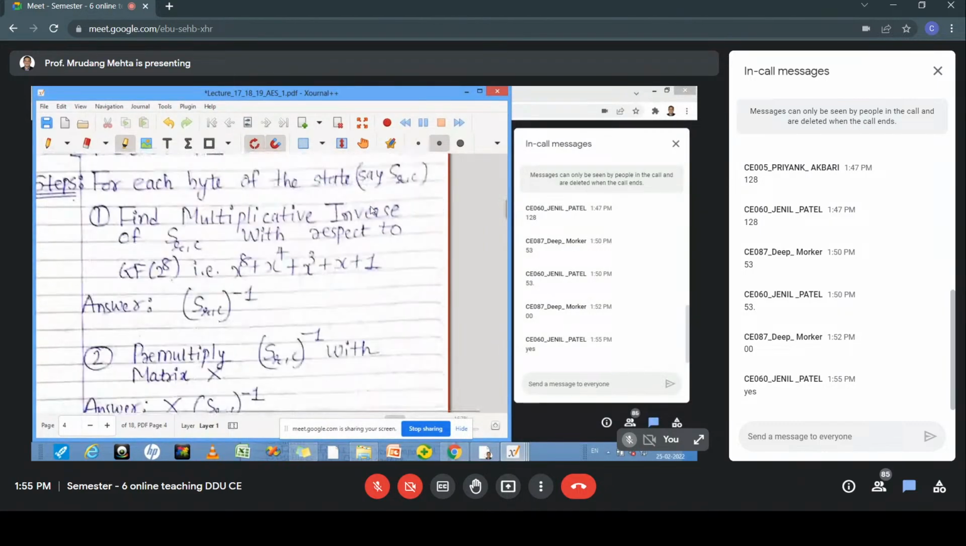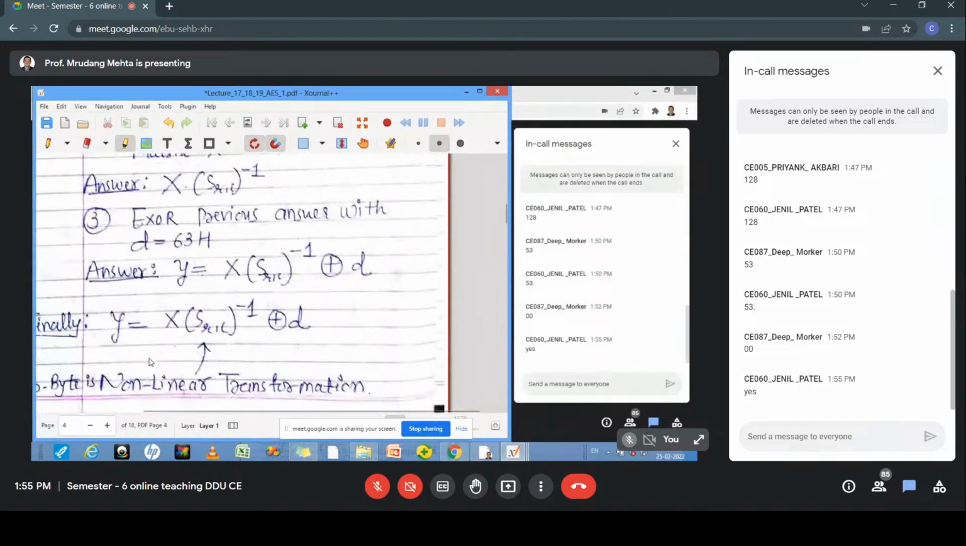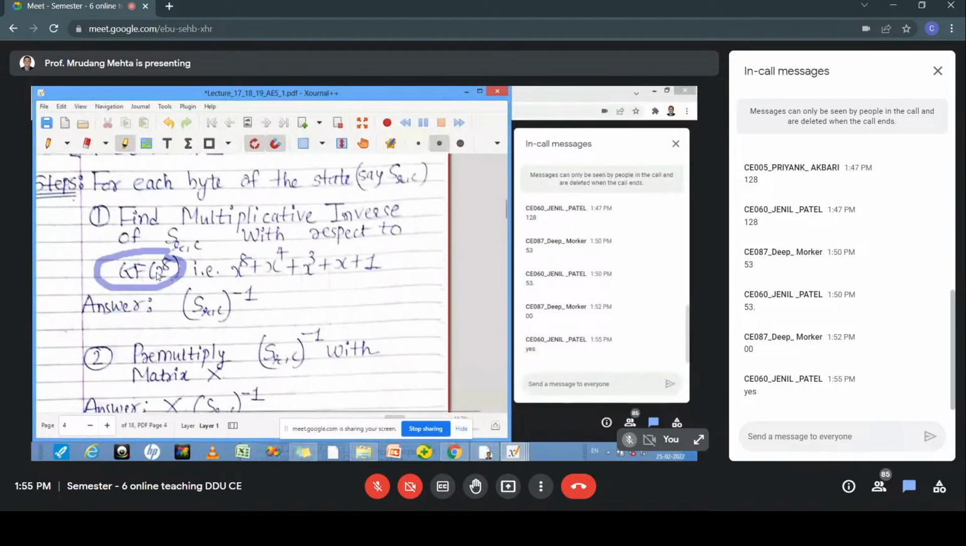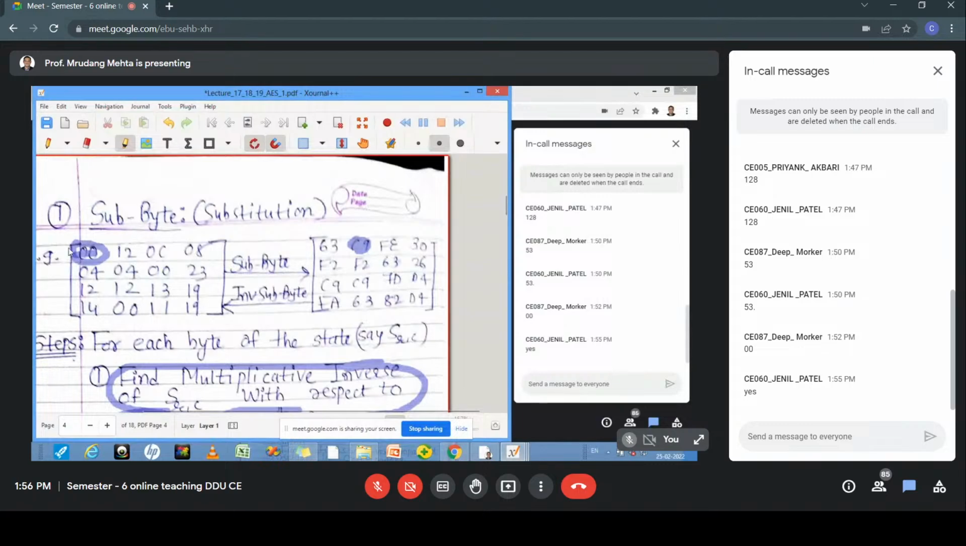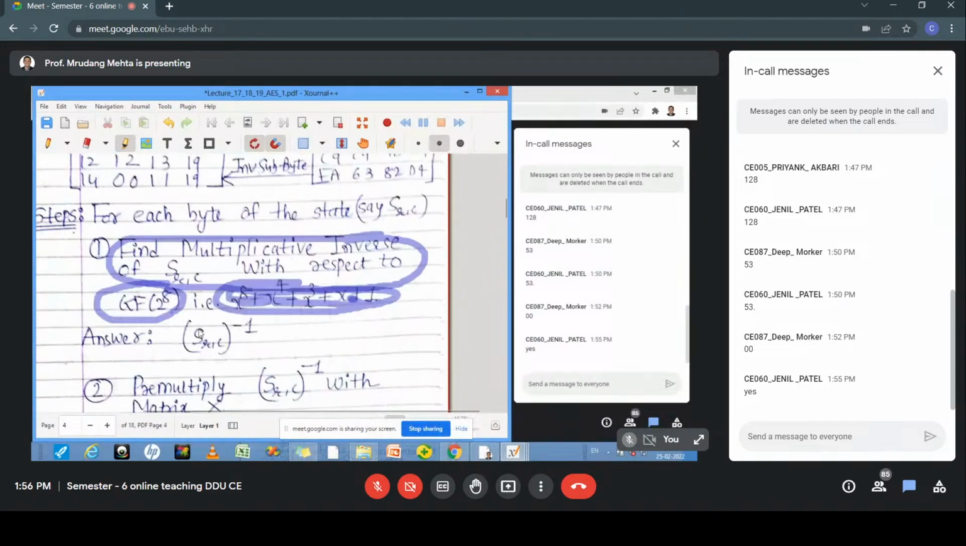Okay. Now there are steps; this value is not arbitrarily coming. There are methods, and here we need the use of Galois field. For each byte of the state, say SRC, we have to perform these three steps. First step is to find the multiplicative inverse of SRC with respect to Galois field. So whatever the byte value, we find its inverse.